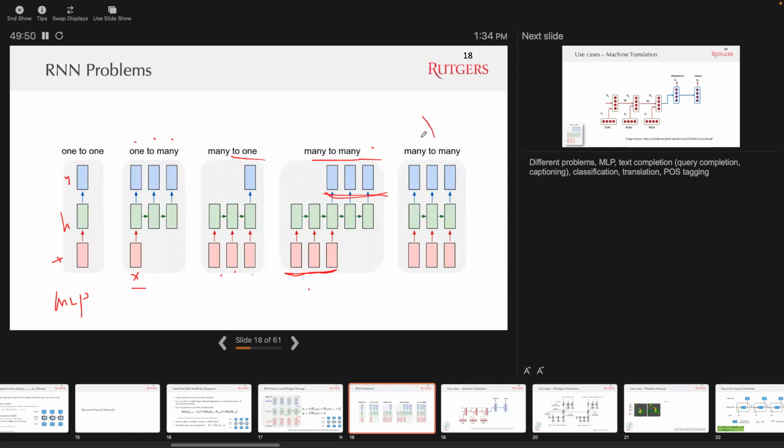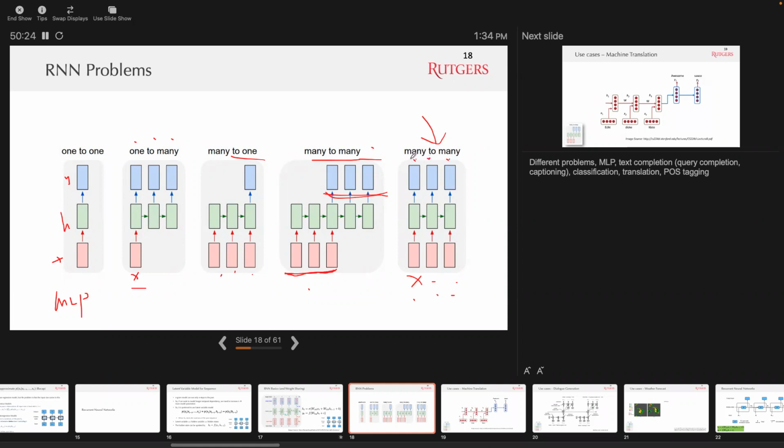And you have another form of many to many. So this is just you have 3x and you have 3y, but they all need to be in the same steps. And this is sometimes also useful. A typical example is part of speech tagging in natural language processing. You're given a sentence here, and it's gonna automatically output the part of speech for each word in the sentence.